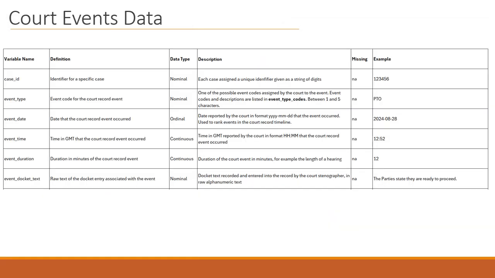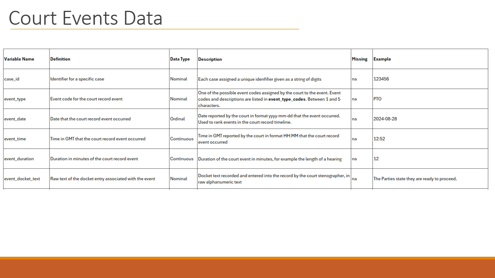The next part of the codebook is data related to court events. For example, one of the variables is event type, which can be one of several possible event codes that the court assigns to describe the event. This is a nominal data type. Another variable is event date, which is the date that the event occurred. It's an ordinal data type because the date can be used to rank events in a timeline of the case.